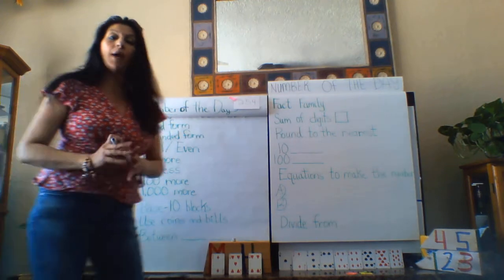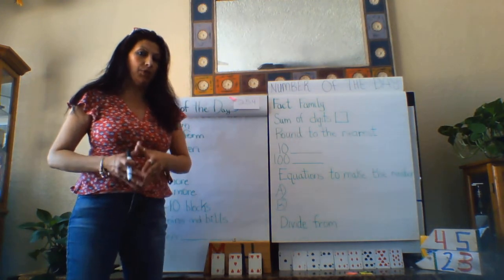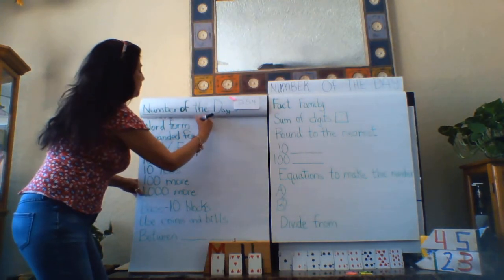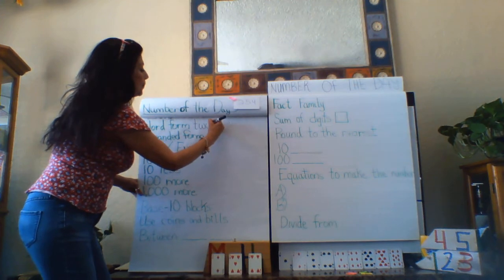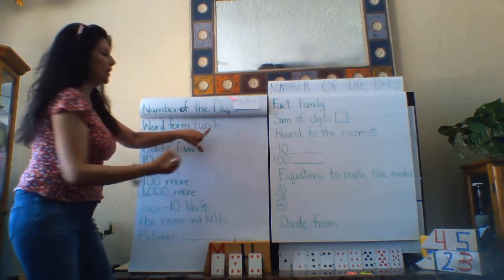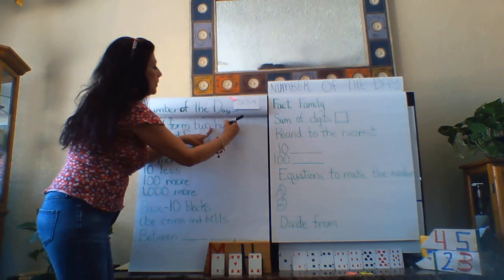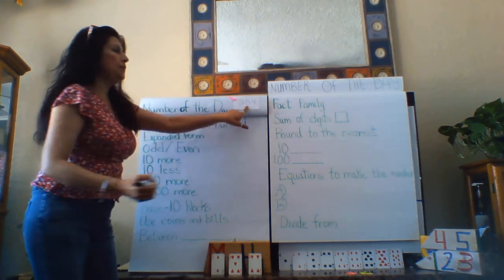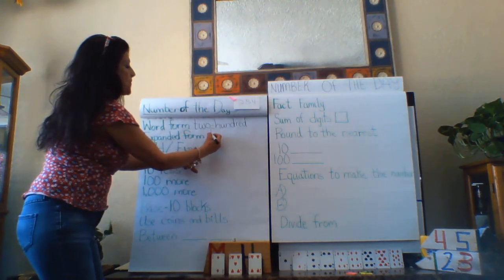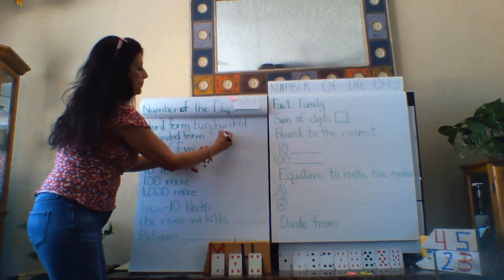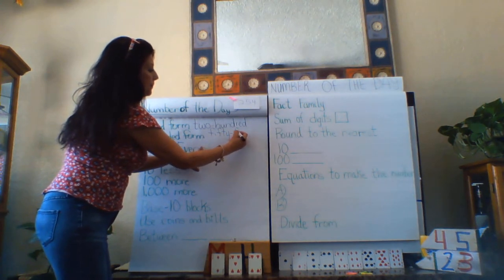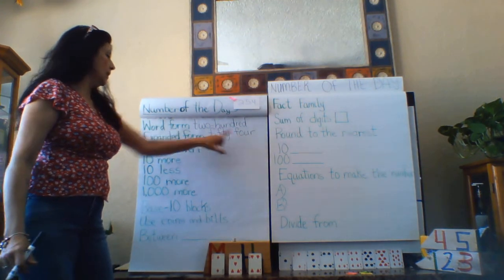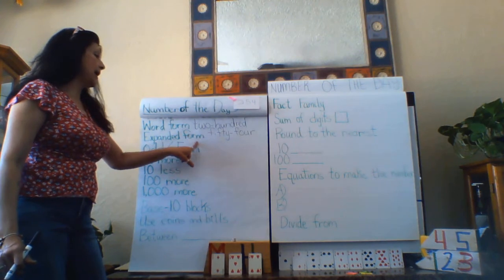So the first thing we're going to do is write the number in word form in your best penmanship. Okay? All right. So we're going to write 200. Don't forget to put your hyphen. 54. 254.